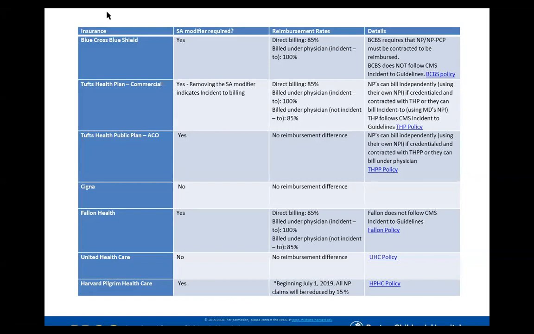Another question about NPs again, in regards to billing direct and incident 2 for the same NP. If on the day the NP works without the MD's physical presence, and another day they work with the MD, can the code be based on the day, the direct when MD is absent and incident 2 when MD is present?